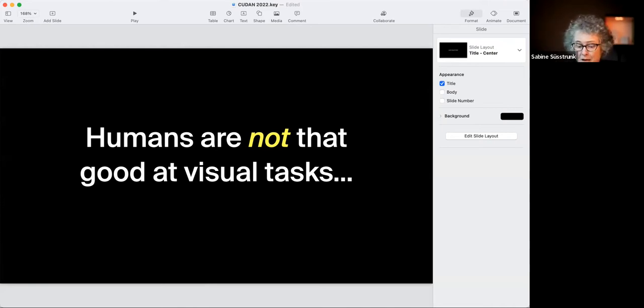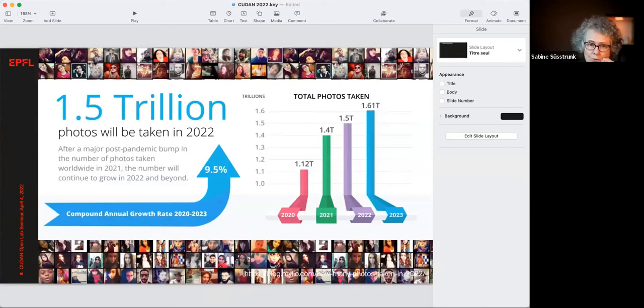But that brings us to a problem, right? What are we going to do with all those photographs we're taking? This is an estimate of the web, might be off by even an order of magnitude, but who cares? We are probably taking 1.5 trillion photos in 2022. And next year, it's going to be 1.6 trillion photos. So what are we going to do with it?